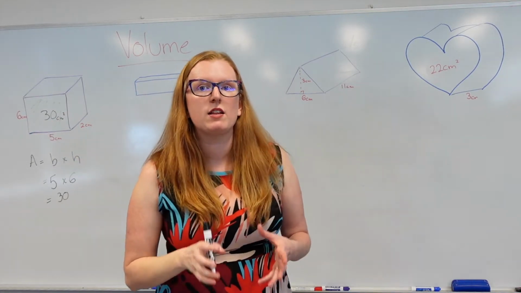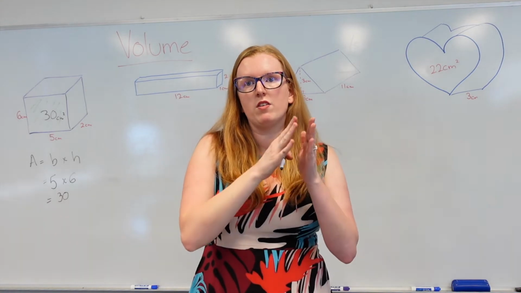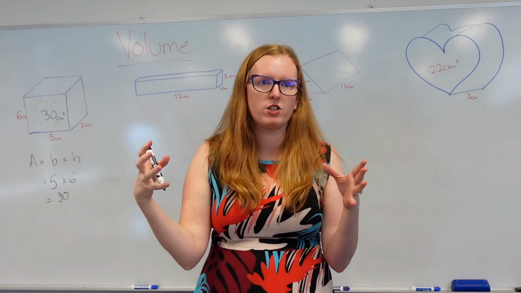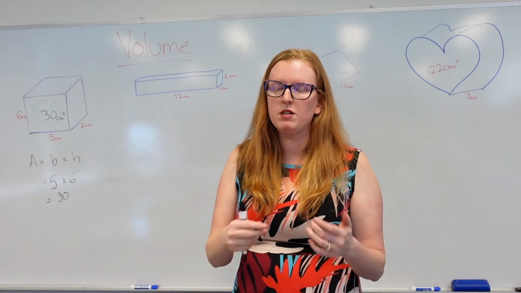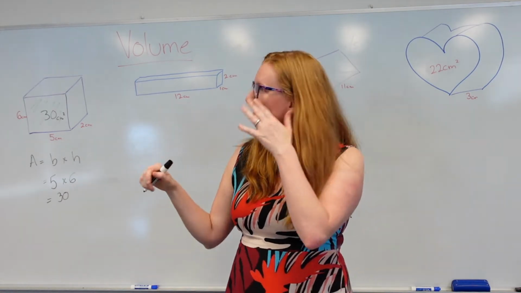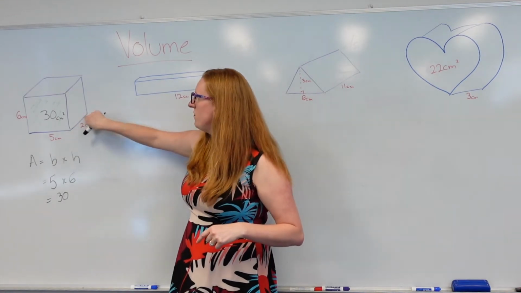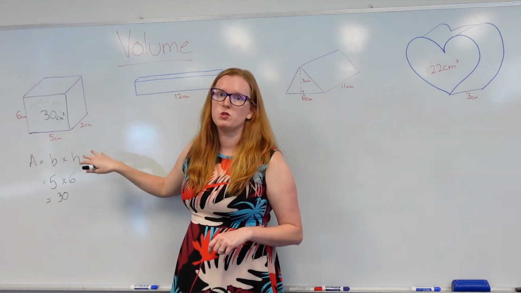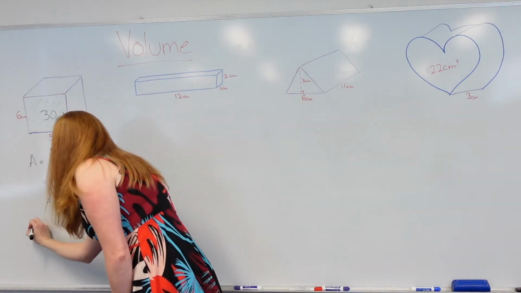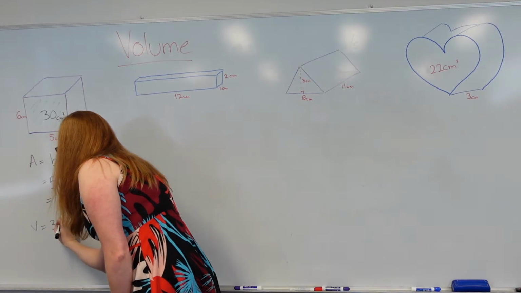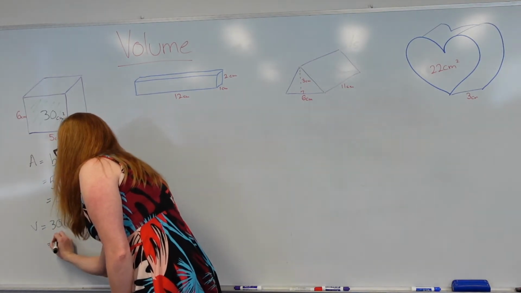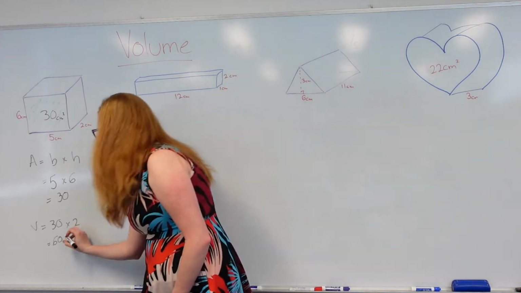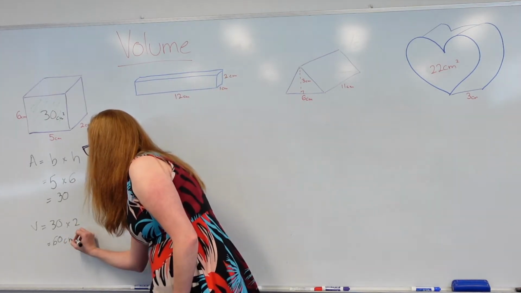Then what I do to calculate the volume is I just multiply that face area by how long my shape has been stretched. Because if you think about it, a rectangular prism is just a rectangle that has been stretched out. So now I multiply it by how far this rectangle has been stretched. In this case, it's been stretched by 2 centimeters. So I'm going to go volume is equal to 30 times 2. So that would be 60. So my volume of this shape is 60 centimeters cubed.